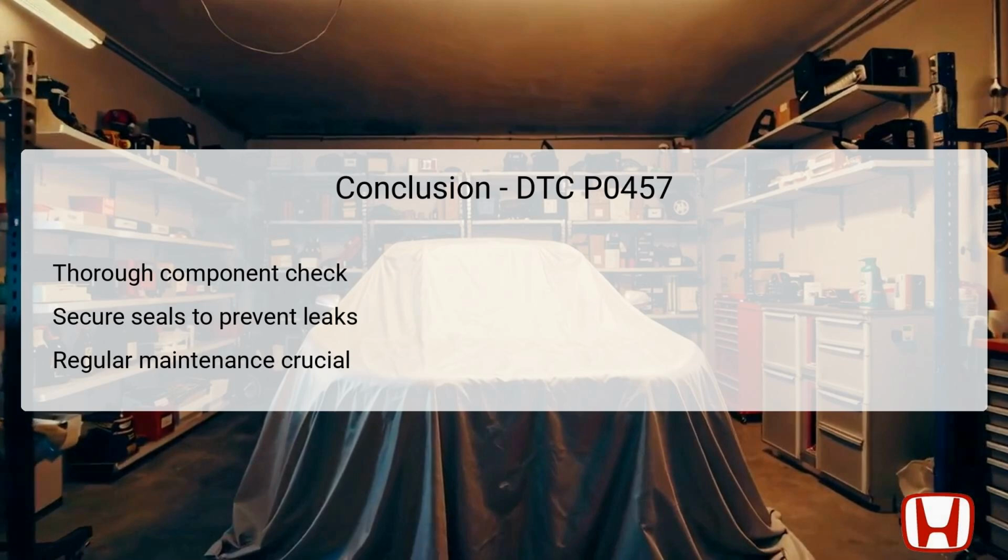In summary, diagnosing and addressing DTC P0457 involves a thorough approach to inspecting various components of the EVAP system, particularly focusing on the integrity of the fuel fill cap and its related seals. While a loose or missing cap is often the simplest issue, other components must also be evaluated for damage to prevent vapor leaks. Ensuring all seals are secure and intact is crucial in maintaining system functionality.